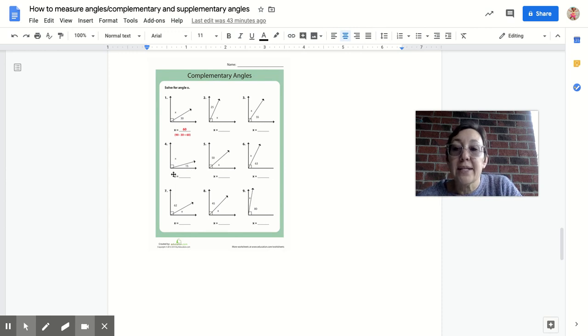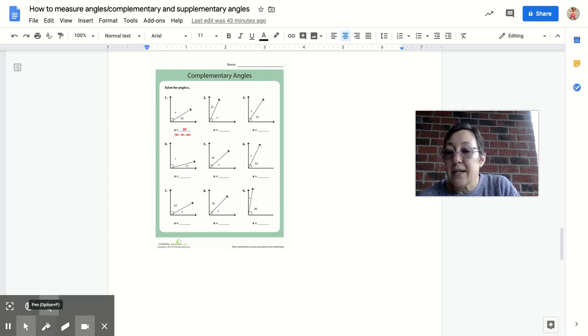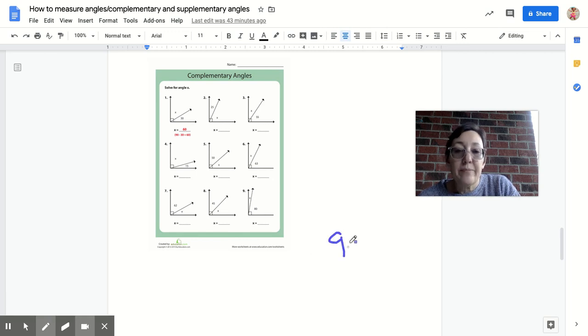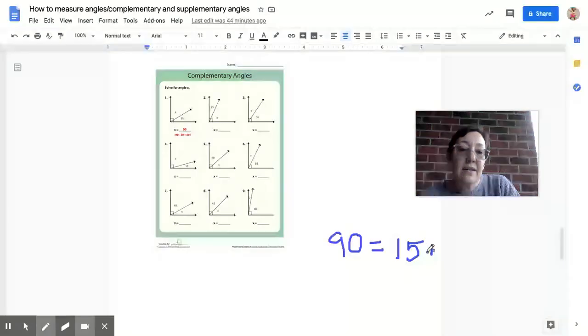If I need to find out what X is, and I know that it equals 90, let me get my pen out. And so if I know it equals 90, and I know that I have 15 degrees on one side, how would I find what X is? There's the equation with the missing part. You can write this 15 plus X equals 90. You can say 90 minus 15 equals X. Because that's exactly how you would have to figure these out.